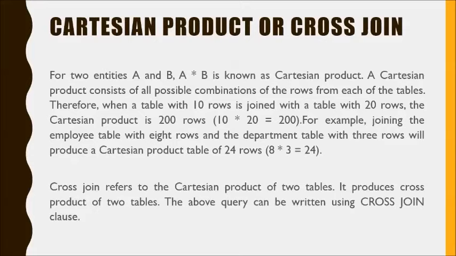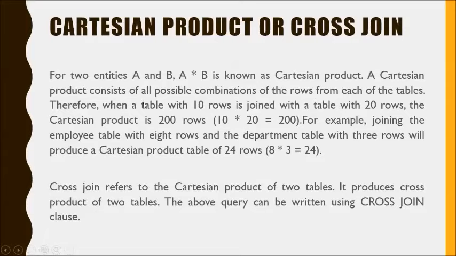So Cartesian product or cross join. For two entities, A and B, A asterisk B is known as Cartesian product. A Cartesian product consists of all possible combinations of the rows from each of the tables. Therefore, when a table with 10 rows is joined with a table with 20 rows, the Cartesian product is 200 rows. Why? Because 10 times 20 is equal to 200.